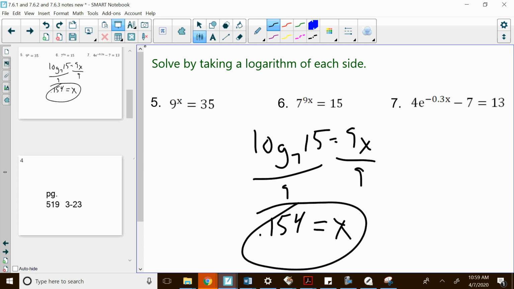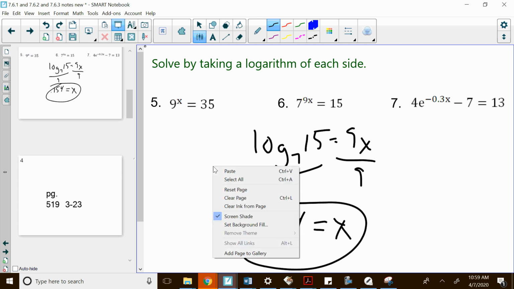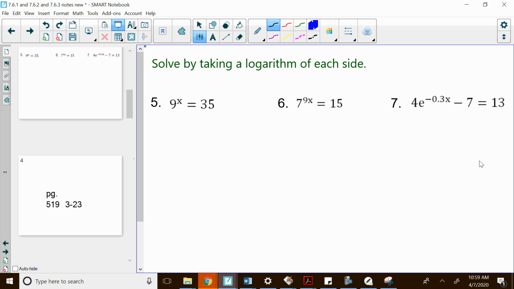All right. Now, number 7, erase this again. Number 7, you want to get what is being raised to this power. See how it's e raised to the negative 0.3x. You need to get that by itself, the base raised to the power. And that's going to take some work sometimes, because you see that minus 7. You also see it's multiplied by 4. So the first thing that we're going to do is add 7. We're going to treat this thing right here as what we're trying to get by itself, or our variable. So we add 7, and 4 times e to the negative 0.3x equals 20.